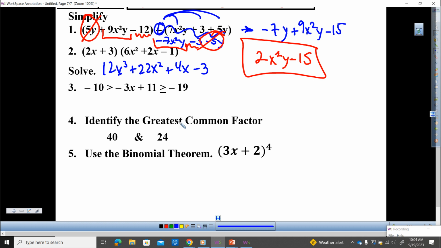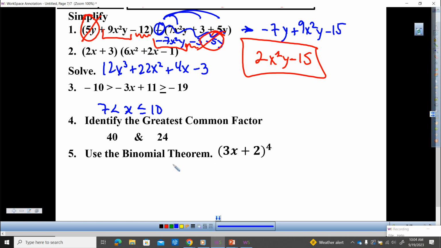Number 3. Trinity. Seven less than x less than or equal to 10. Have you got that? That is correct.